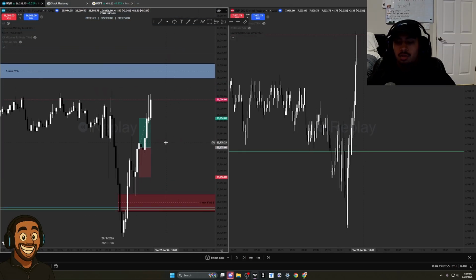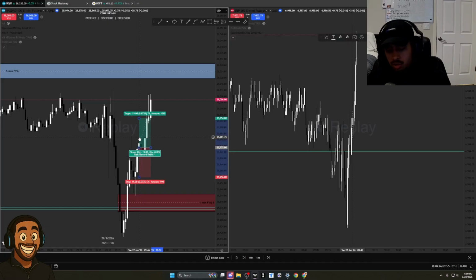But yeah, this is how you use fair value gaps. This is how you understand how these fair value gaps work. Also, how to use inverse fair value gaps. Hopefully, you understand these are price imbalances and these are particular orders.